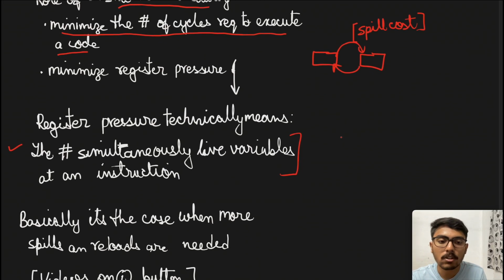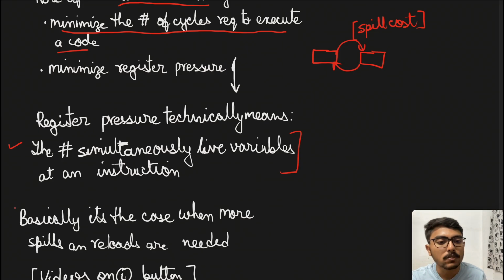So that is what I have written: it's the case when more spills or reloads are needed to execute the program. I'll mark some videos in the I button here, so that you may go through them and understand this concept specifically if you want to, and I hope that will make sense.